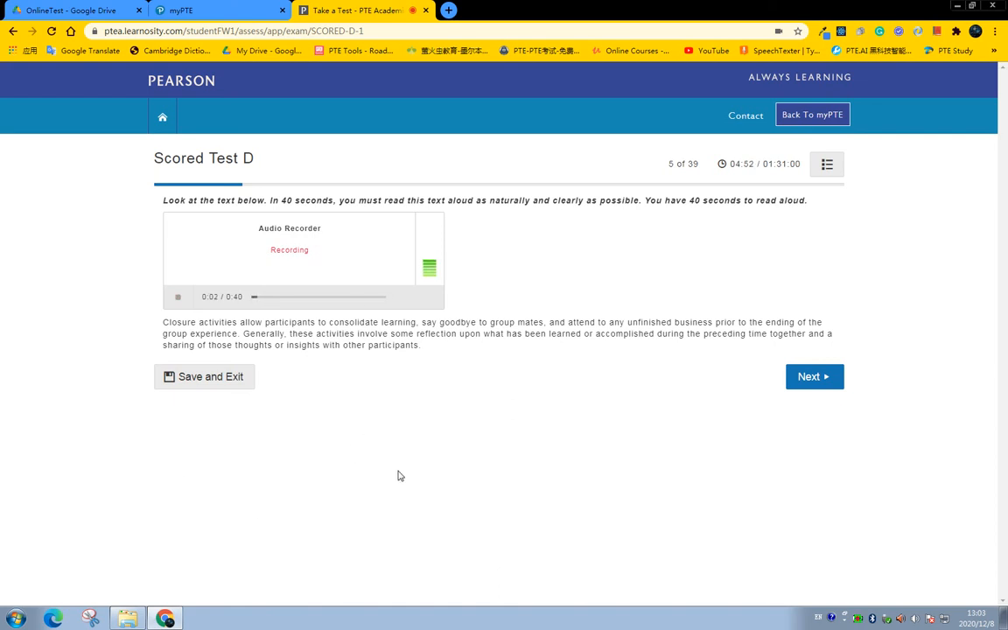Closer activities allow participants to consolidate learning, say goodbye to group mates, and attend to any unfinished business prior to the ending of the group experience. Generally, these activities involve some reflection upon what has been learned or accomplished during the preceding time together, and the sharing of those thoughts or insights with other participants.